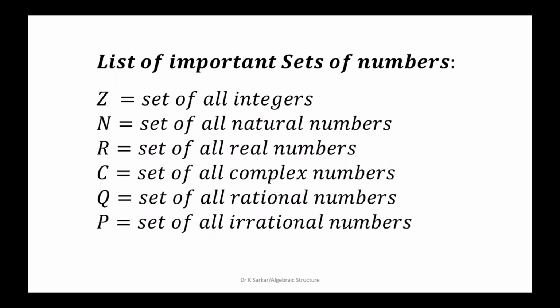Here are a few notations of important sets of numbers: the set of all integers denoted by capital Z, the set of all natural numbers denoted by capital N, the set of all real numbers denoted by capital R, the set of all complex numbers denoted by capital C, the set of all rational numbers denoted by capital Q, and the set of all irrational numbers denoted by capital P.